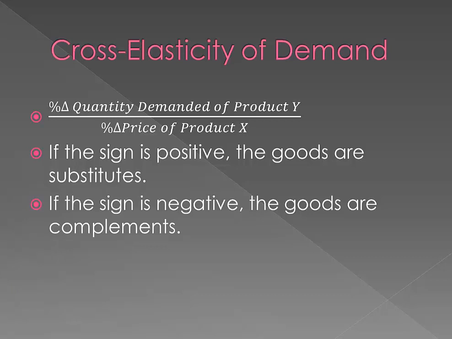If the sign is negative, the goods are complements. This is because if the price increases for good A and people buy less of good B, it means that people buy both at the same time. And since less good A will be purchased, less of good B will be purchased as well.